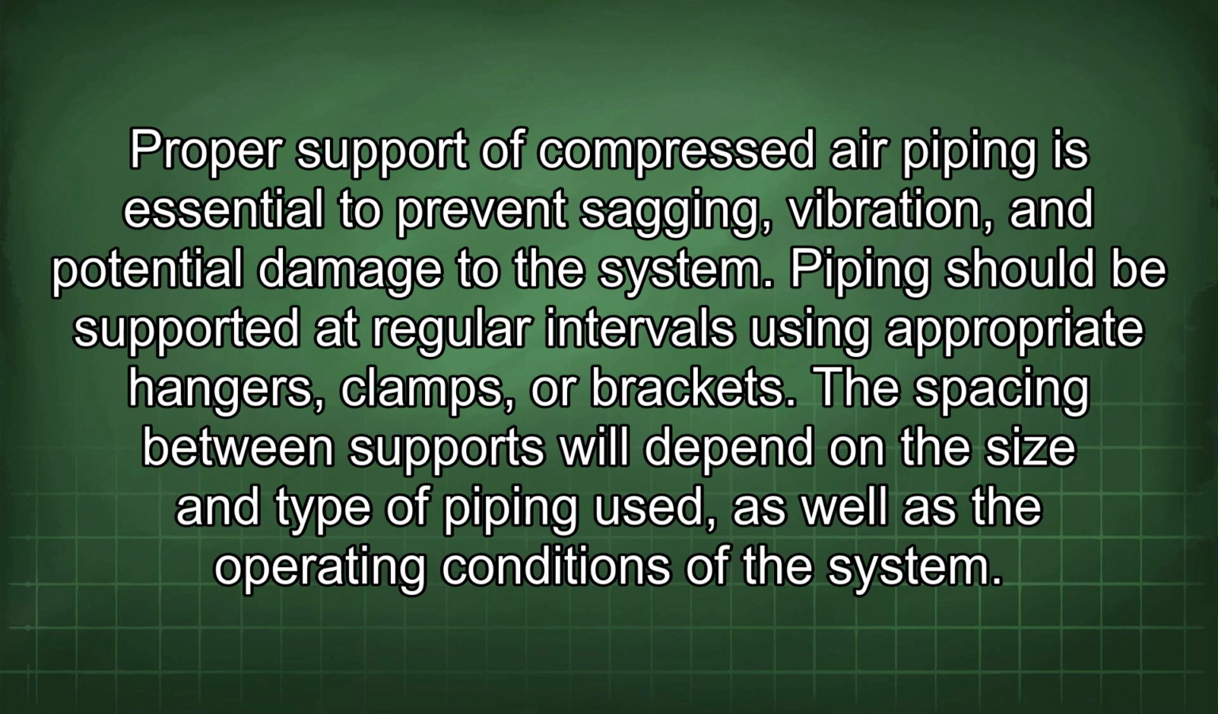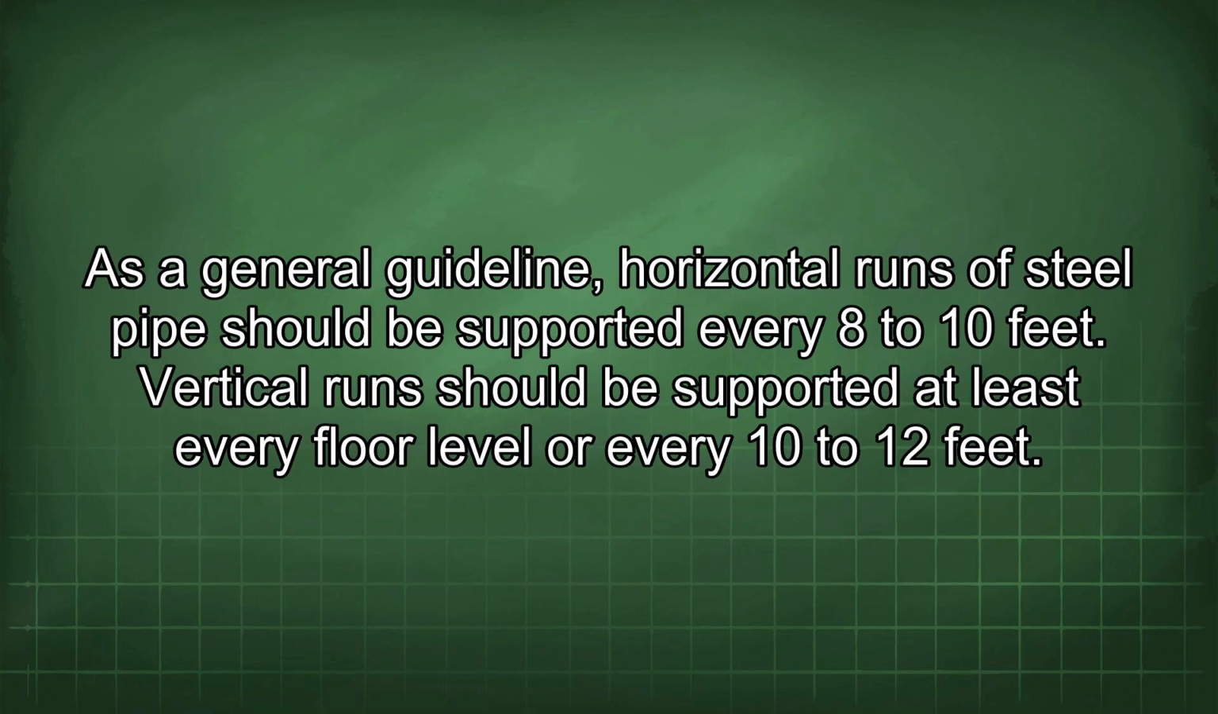Proper support of compressed air piping is essential to prevent sagging, vibration, and potential damage to the system. Piping should be supported at regular intervals using appropriate hangers, clamps, or brackets. The spacing between supports will depend on the size and type of piping used, as well as the operating conditions of the system. As a general guideline, horizontal runs of steel pipe should be supported every 8 to 10 feet. Vertical runs should be supported at least every floor level or every 10 to 12 feet.